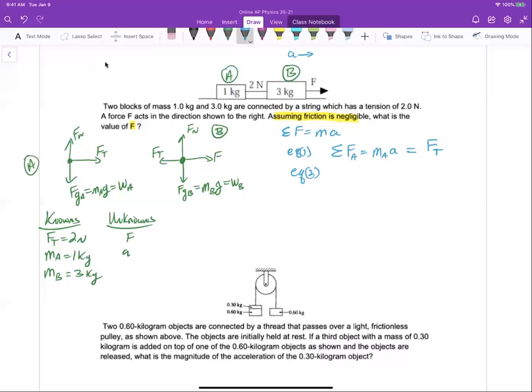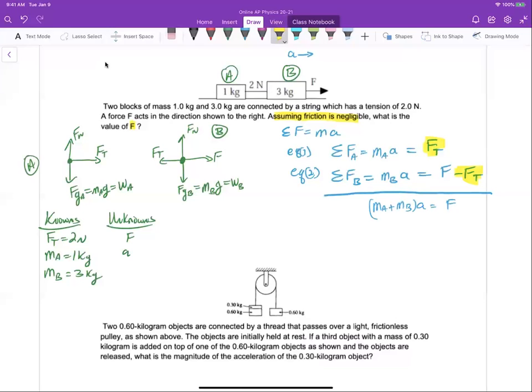Equation 2, the sum of the forces acting on object B. It's the mass of B times the acceleration of that object, which is the same as all the other accelerations. And what do we have? We have force F minus the force of tension. Now I can add these up, and I get mass A plus mass B times acceleration equals force F. That is the one I'm looking for. If you don't get opposite signs on your force of tension, then I guarantee you did something wrong.